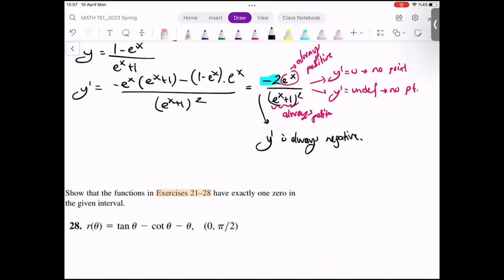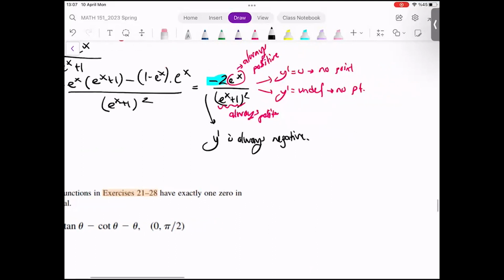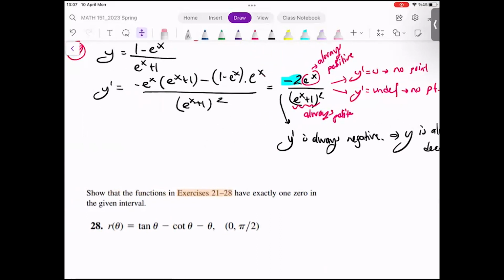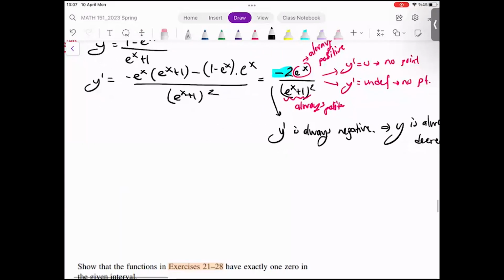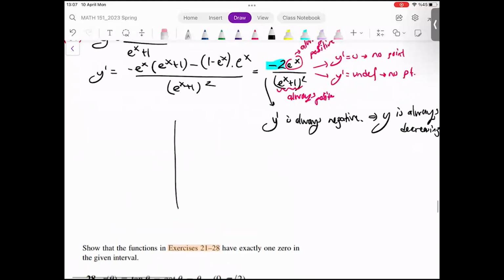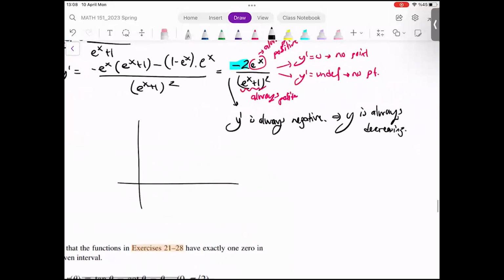So if the first derivative function is always negative, this tells you something important about its graph. If the first derivative is always negative, your graph will be decreasing all the time. Okay? Then y is always decreasing. So remember what we were trying to do here. We were trying to detect the absolute maximum values of this function, and we find out that it is always decreasing.